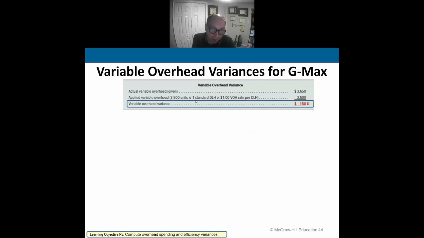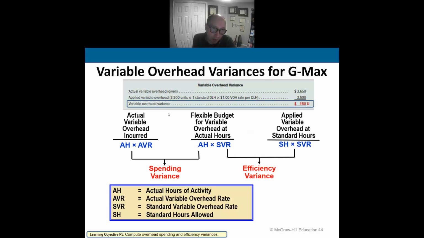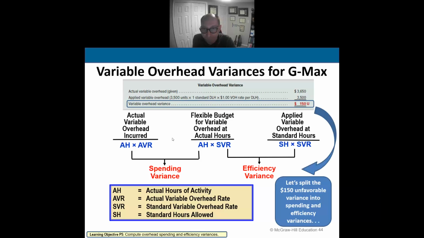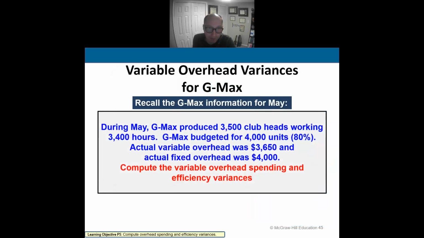Actual minus the applied to get your variable overhead variance. Actual minus applied. See a recurring theme. The formula is basically the same for all the variances. It's just how it's broken down.